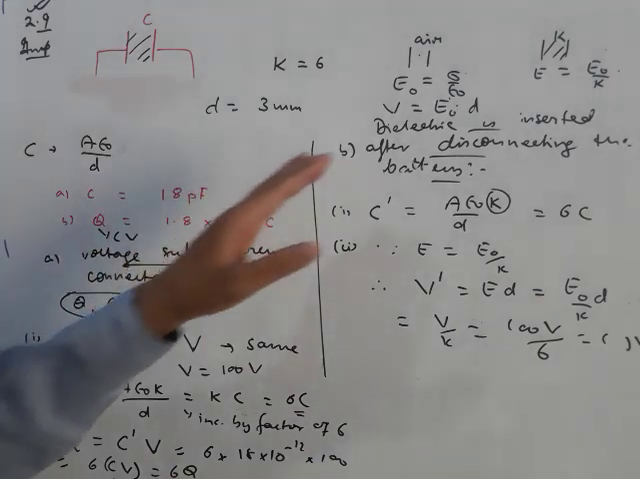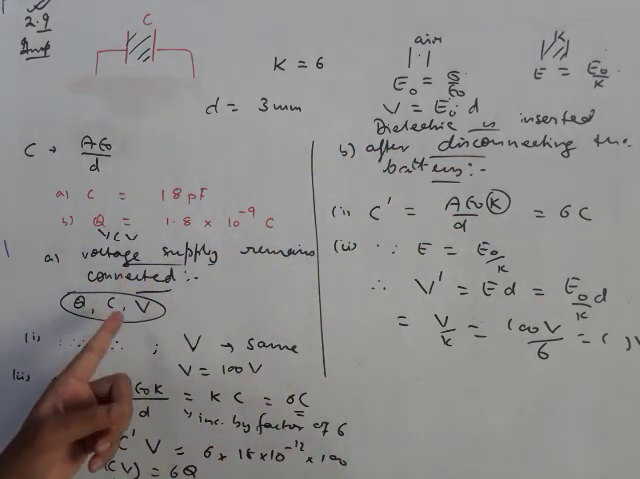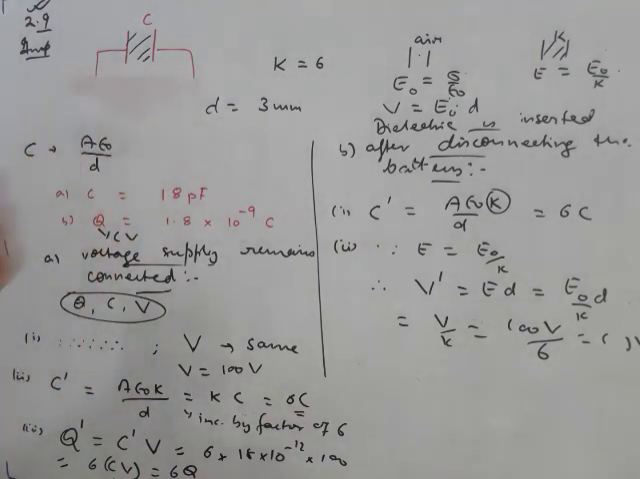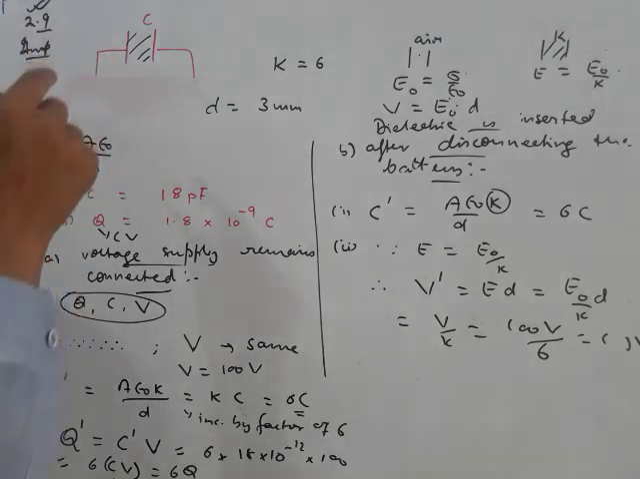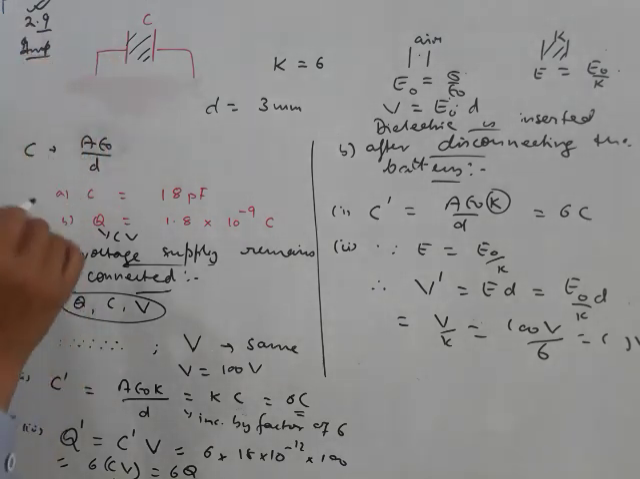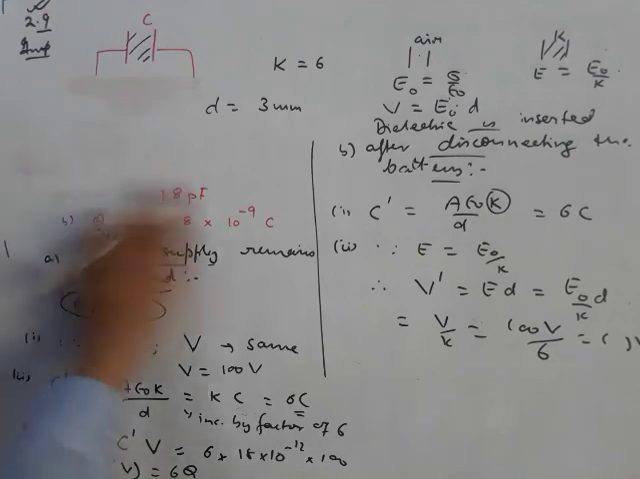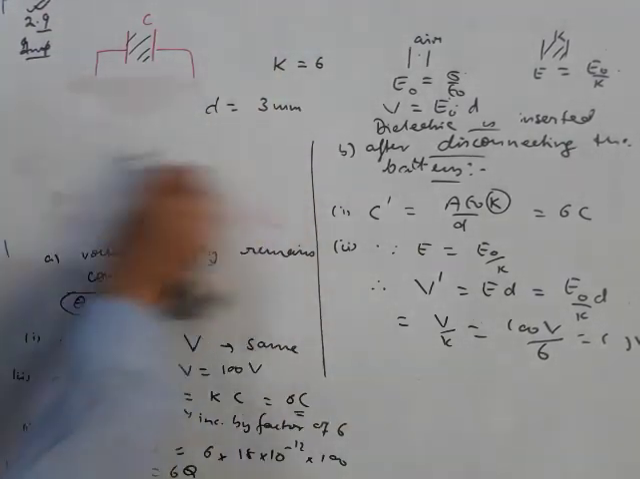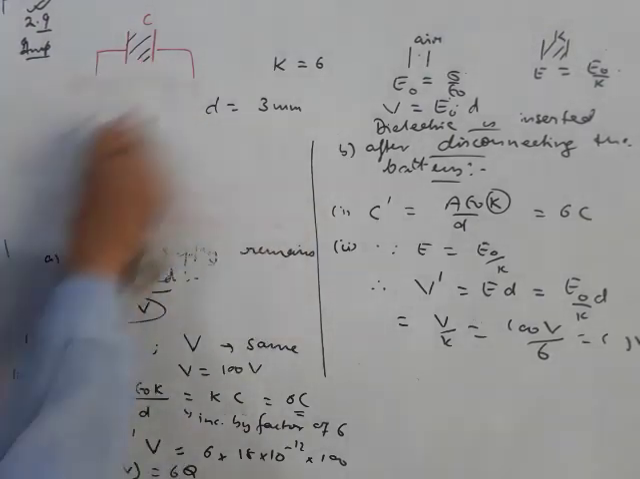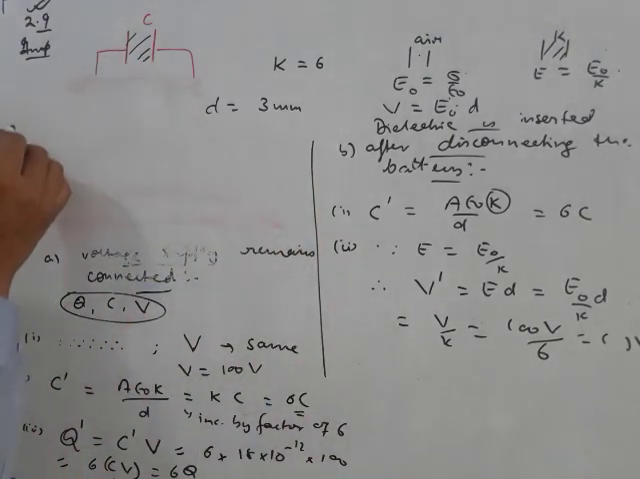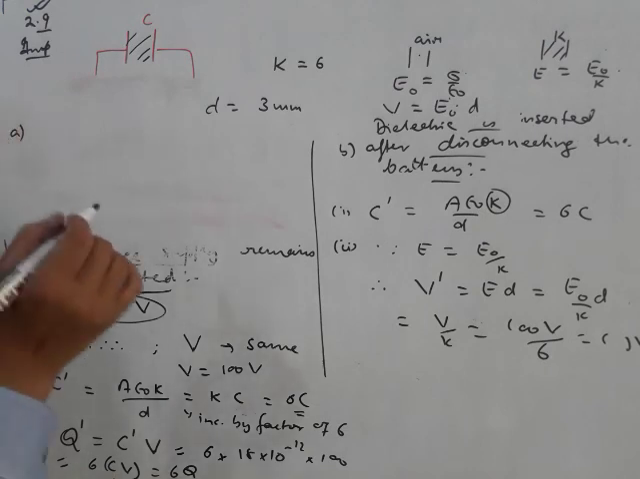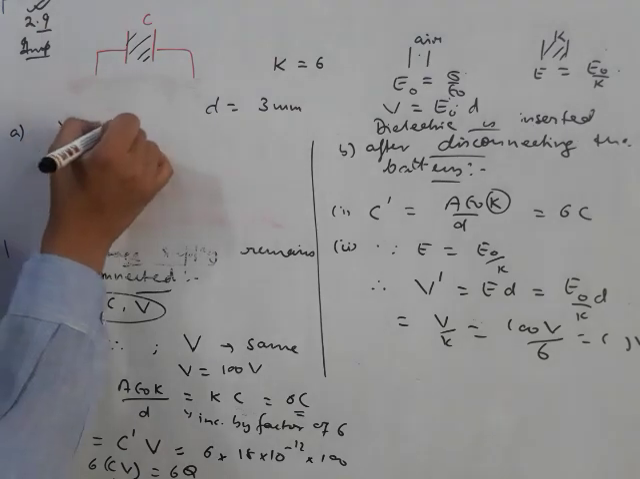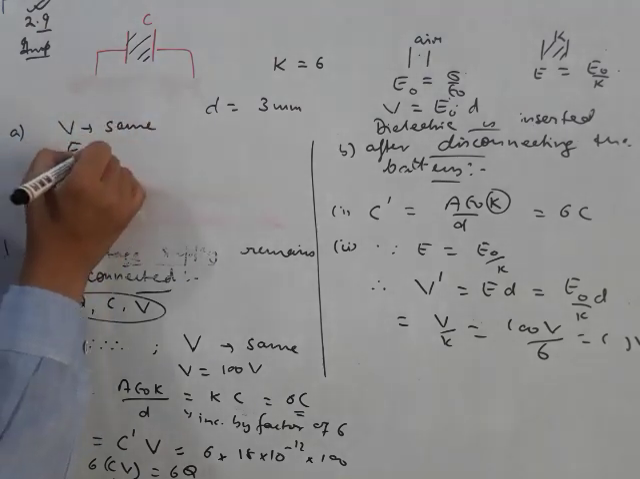What I told, if the battery has been disconnected, and what I told, if the battery remains connected, it is the duty of the battery to create potential difference. So in case A, students, please be very particular about this question. It's very important. In this question, I told voltage supply remains connected, so V will remain same. If V remains same, electric field will also remain same.